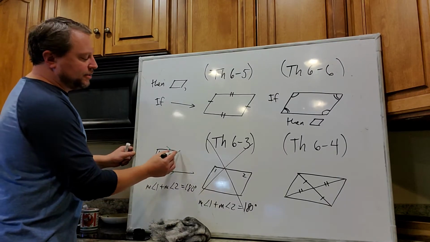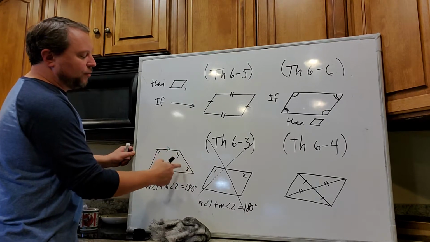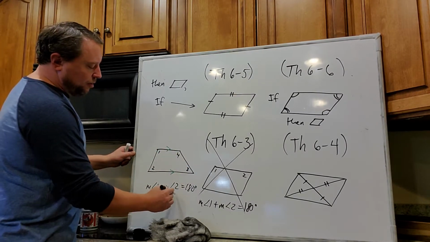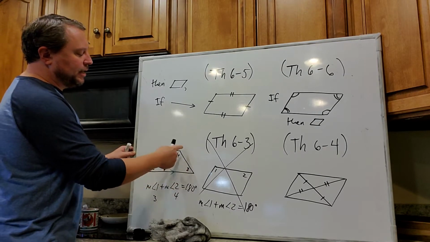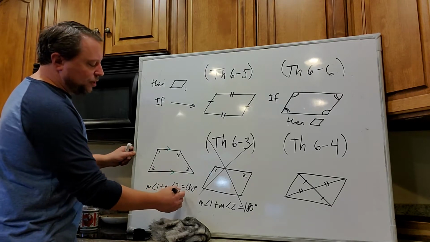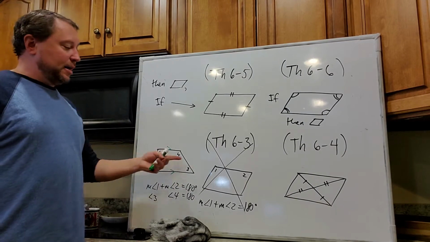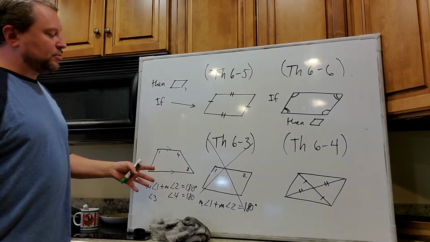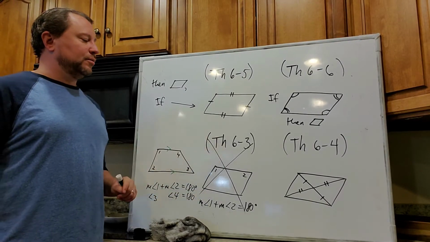As well as, in this picture, if I were to keep numbering these, 3 and 4 would be another pair. So the two that are on the same leg here and the same leg here of our trapezoid, those do add up to 180 again. And obviously a trapezoid is not a parallelogram. So that's why that idea does not work in reverse. There is no converse of theorem 6.3.